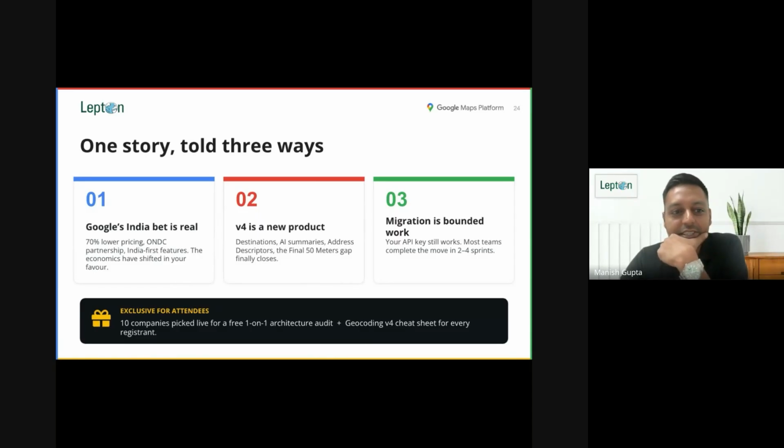I think the first one is that the India bet is real. Honestly, I have not seen Google coming back and saying that they have reduced their prices for any one particular region. And we have seen 70% lower pricing. There has been an NDC partnership, which gives you further discounting, India-first features, right? And then two-wheeler routing, which is very, very important and which has been rolled out in India. So I can 100% assure that the economics have shifted in our favor.